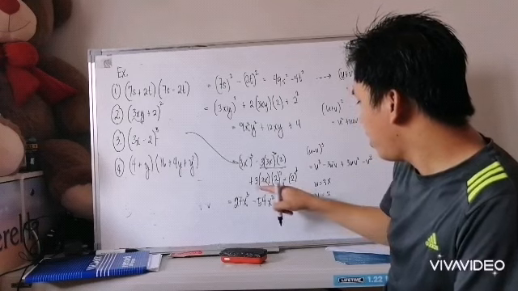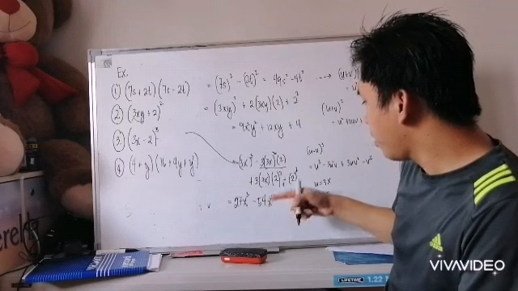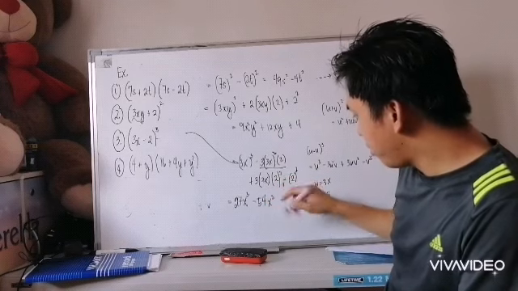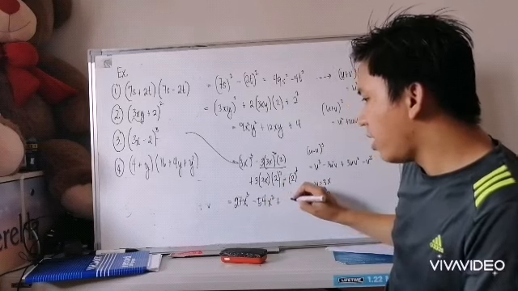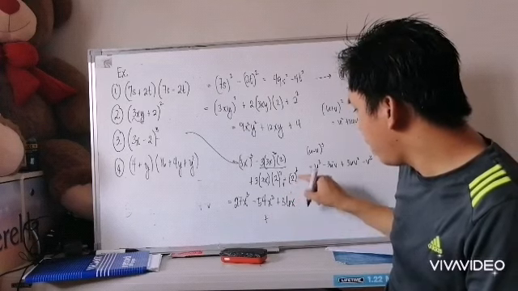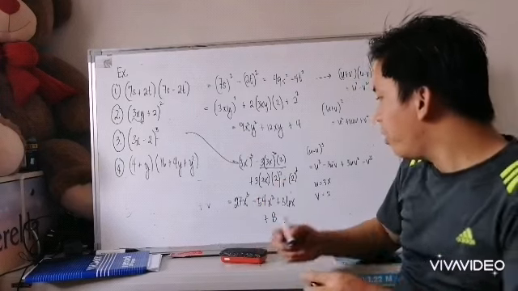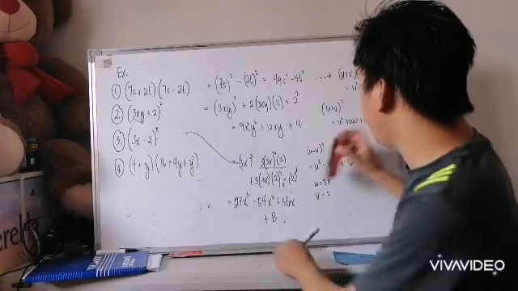X squared. And this is 3 times 3x, you get 9x times 4. So that's 9x, that's 36x plus this is 8. That's it.